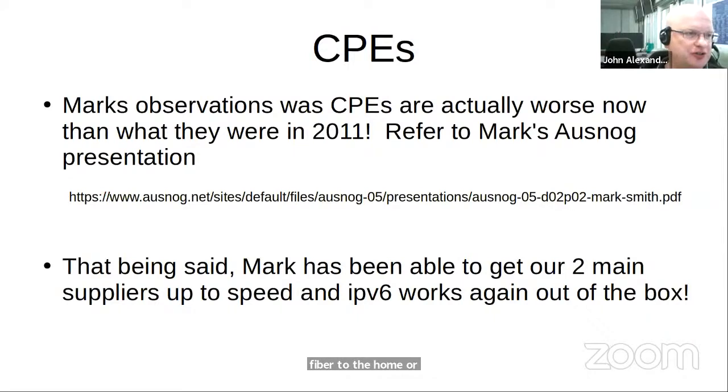Mark's observations to us were the CPEs actually were worse now than when he was looking at them in 2011. So he was looking at that in 2021. So 10 years later, it's actually got worse, but he's managed to get our two main suppliers working again, and IPv6 now works out of the box, which is a good thing. However, there's lots of bring your own devices that do not, and so it's still an issue with end users being able to just turn their modem on and hope that IPv6 works. But we're getting there.